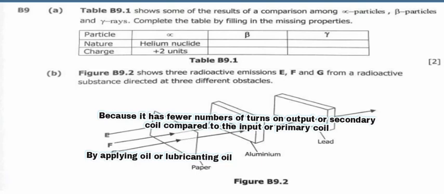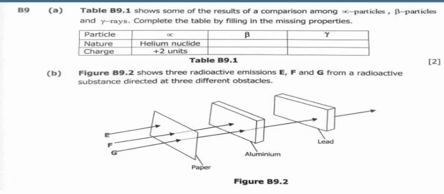So, question B9, Question A. Table B9.1 shows some of the results of a competition among alpha particles, beta particles, and gamma rays. Complete the table by filling in the missing properties. So we have the particles. The first particle is the alpha, and alpha has been done for us.